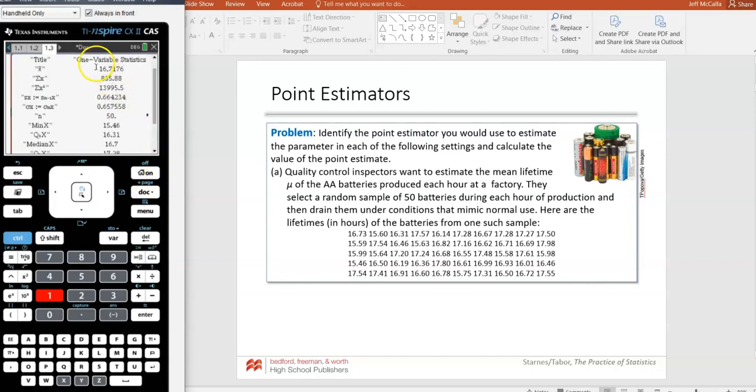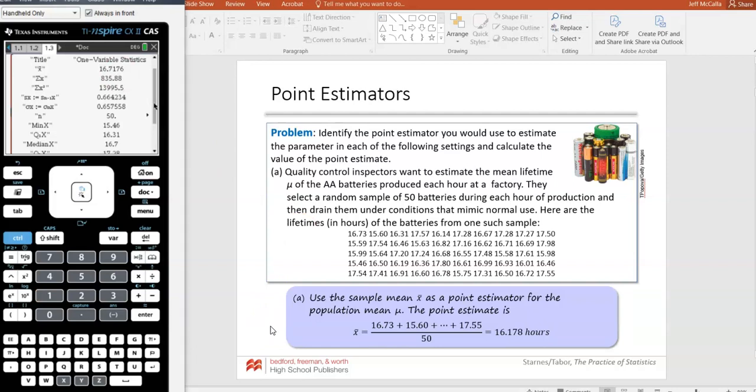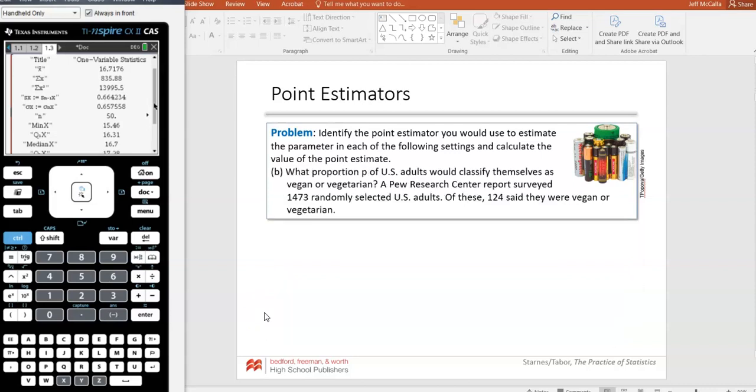And here's what I got. The mean is 16.718 or something like that. Let's see what they got. 16.178. So I think I typed them in slightly wrong. Or maybe they did. I don't know. I mean, I typed a lot of those guys in. Had the right number of them, but we'll see. But that's the idea. You're just finding the x bar. That's the point estimator. So the point estimate is 16.178. That's our estimate for the population mean of the batteries, in hours, of course, using the context of the problem.